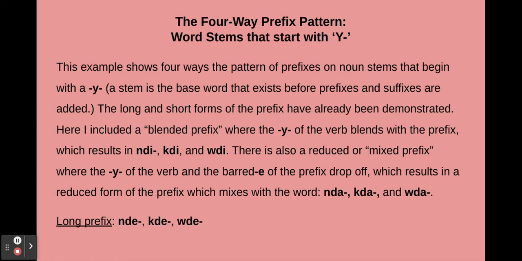Here I included a blended prefix, where the Y of the verb blends with the prefix, which results in D, KD, and D. There is also a reduced or mixed prefix, where the Y of the verb and the barred E of the prefix drop, which results in a reduced form of the prefix, which mixes with the word: nda, kuda, and da. The long prefix is nde, kuda, and wide, instead of n, k, and w.